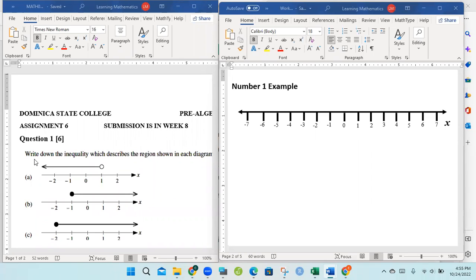So this question says, write down the inequality which describes the region shown in each diagram. So I'm going to do an example similar to A.